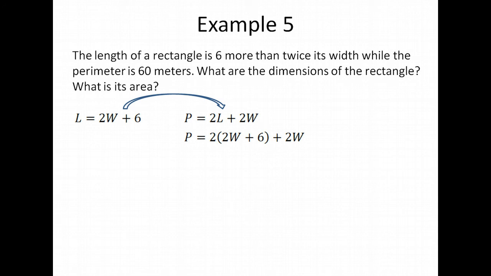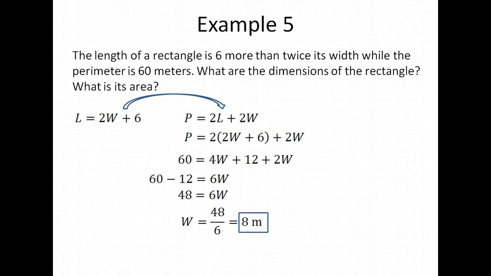Since we know that the perimeter is 60, we're going to substitute that in. So 60 is equal to 4W plus 12 plus 2W. We're going to combine like terms, so this gives you 60 minus 12 is equal to 6W. So that gives us 48 equals 6W. When we divide both sides by 6, W is equal to 8 meters.